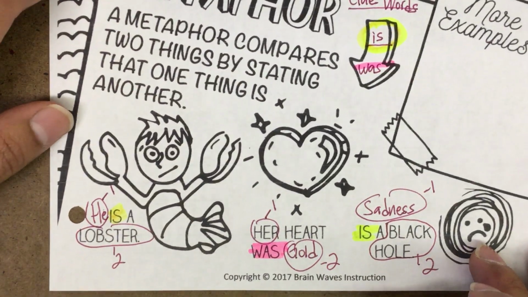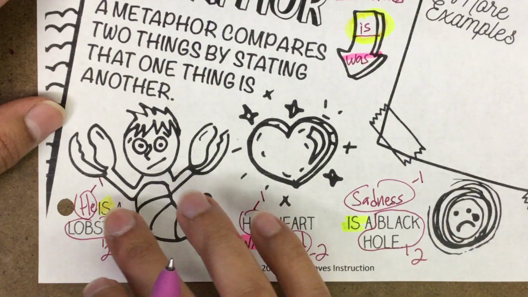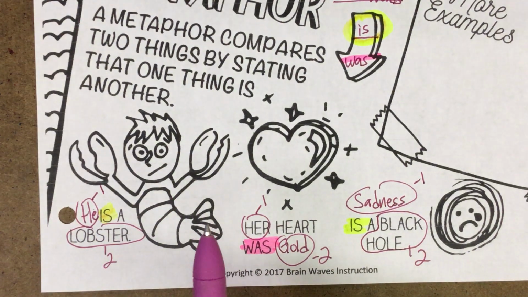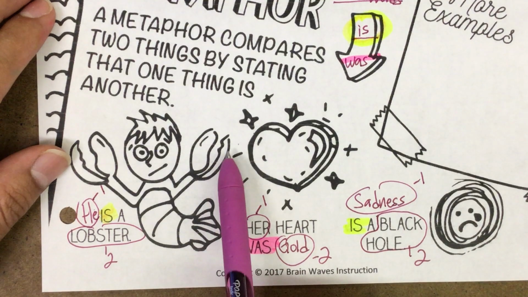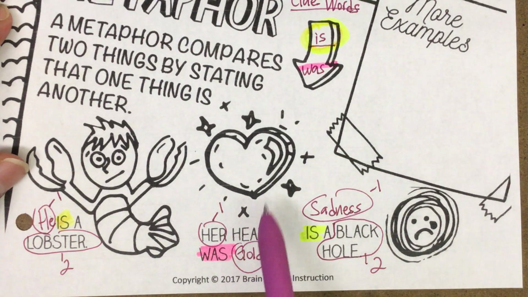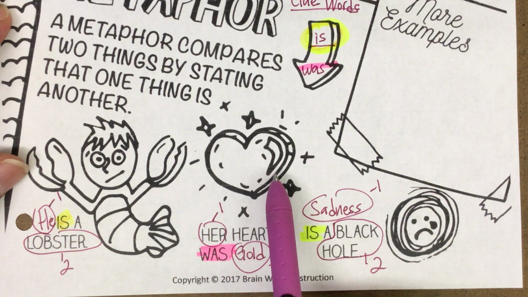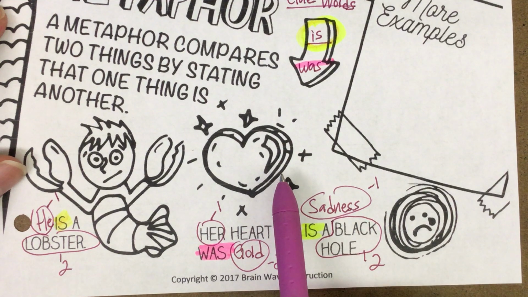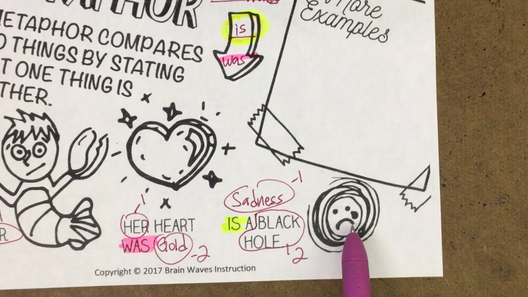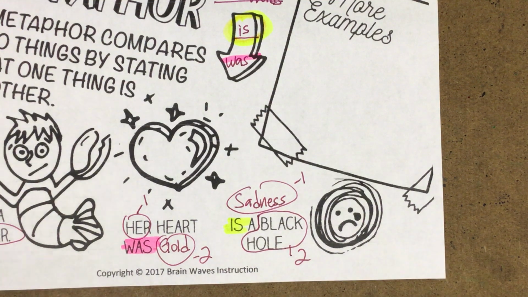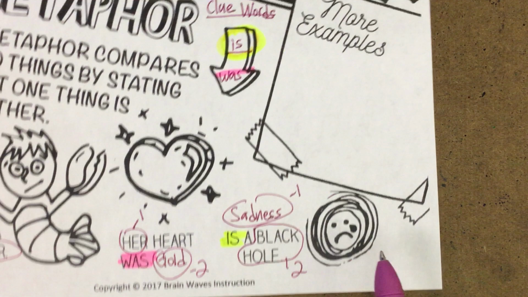But let's go back. What do you think this metaphor means? So let's look at the illustration with his hands. So if they're comparing a boy to a lobster, they're saying the boy has big hands. If they're comparing the girl's heart to gold, that means she's really good and she cares about others, super pure. If they're comparing sadness to a black hole, they're comparing that they're both very dark and depressing. Look at the little sad face.